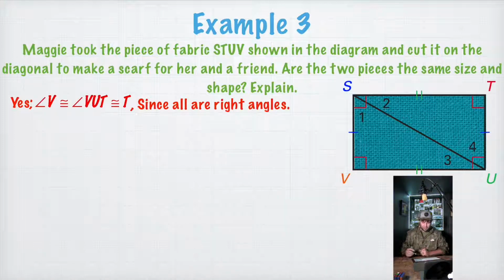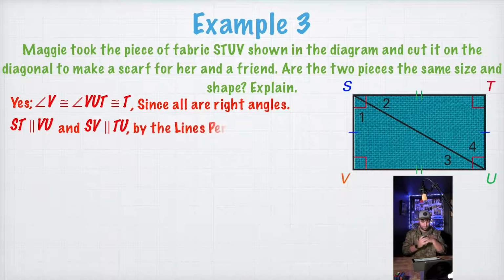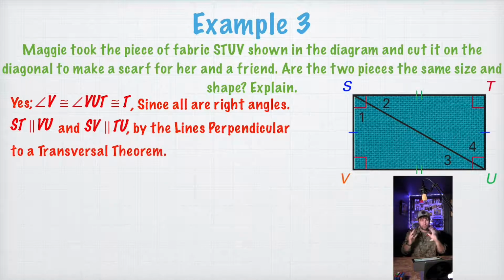Okay. Since these are right angles, V and U are both perpendicular to TU and SV. Okay. And also, these two angles are perpendicular to VU and ST, which means that we can say that TU and SV are parallel, and VU and ST are parallel. That's probably not the same order, but same point. And we could say that because of the lines perpendicular to a transversal theorem. Okay? By the way, it's kind of like a paragraph proof we're working through.